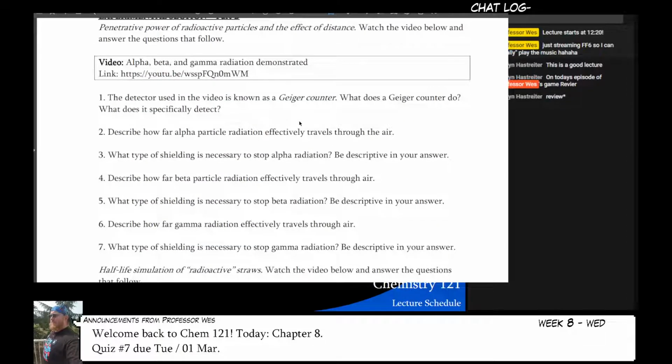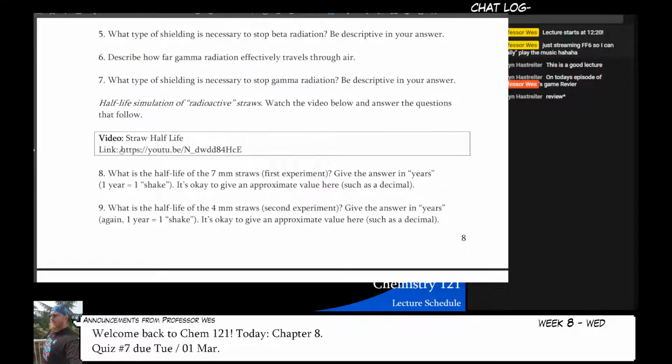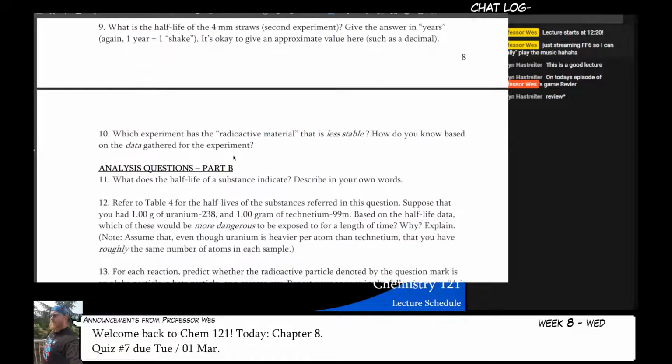I have several videos that I have you watch for this. The first one talks about various radiation types, and the second one talks about the concept of half-life by using a bunch of straws, shaking them up in a container, and then pulling out the ones that have flipped to a certain orientation. You'll notice in the video that after each shake, a certain number of straws drop out of the reaction, we call it. And so you can explore the concept of half-life there.